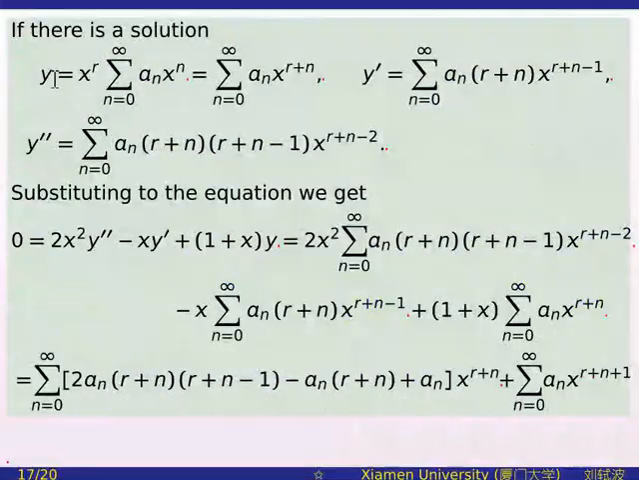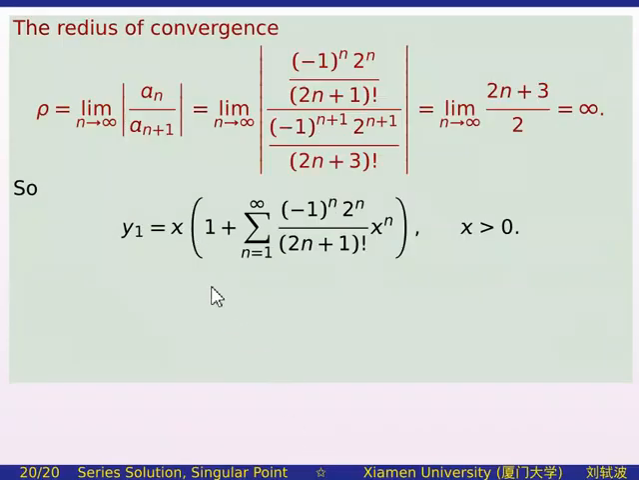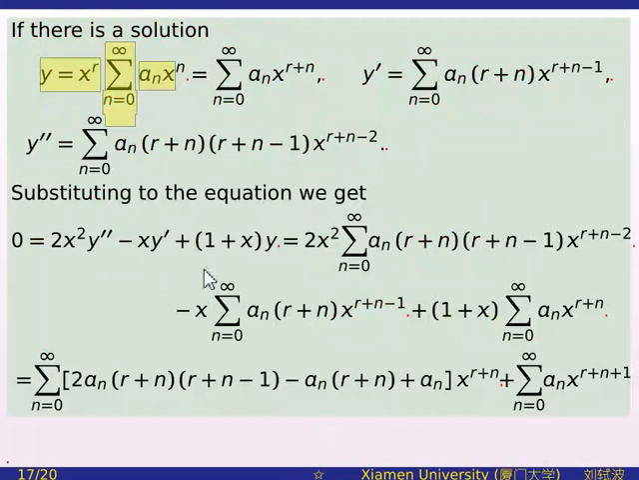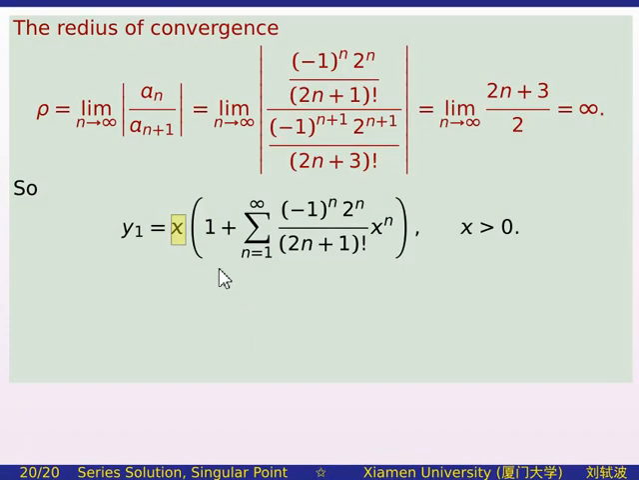Look, our solution is y equal to x^r times the sum of an x^n. Our previous computation is for r equal to 1, therefore the power of x here is 1. Compare: our solution is x^r sigma an x^n. When r equal to 1, y is x times the sum from n equal to 0 to infinity of an x^n. When n equal to 0, we have a0 x, and we take a0 to be 1. r is 1, so this gives us the solution here.